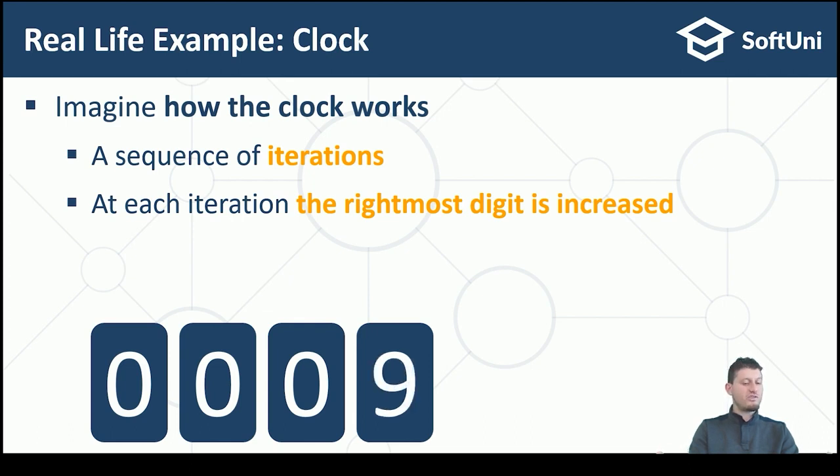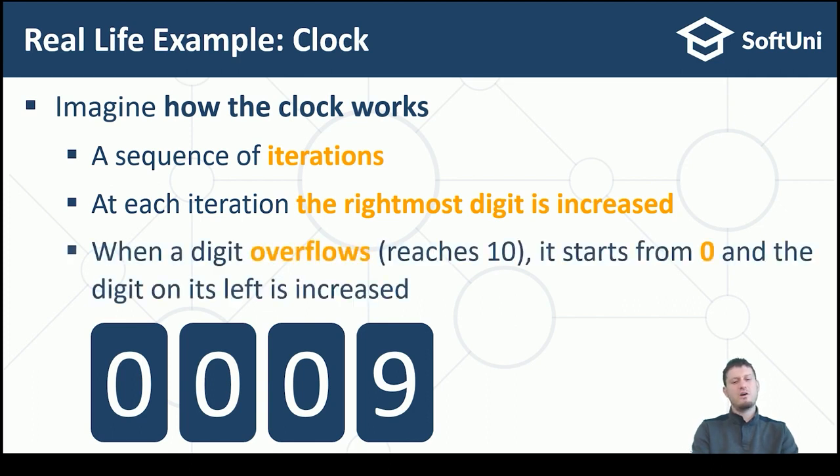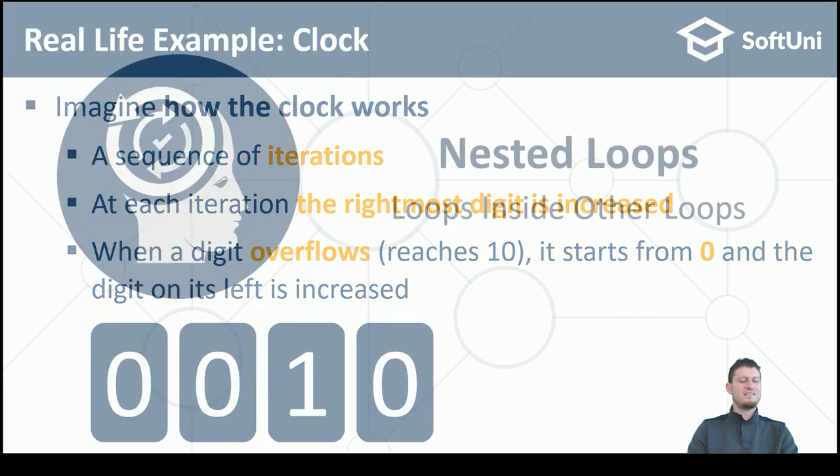Once it reaches 9, it works as the previous iteration, just increase the rightmost digit. But when the rightmost digit is increased and reaches 10, it becomes 0, and the digit to the left of it is increased. So from 0009, we'll have 0010. So this is a nested loop.